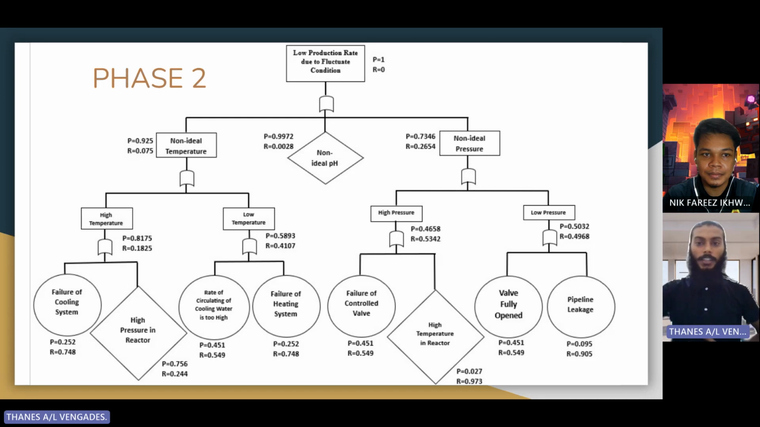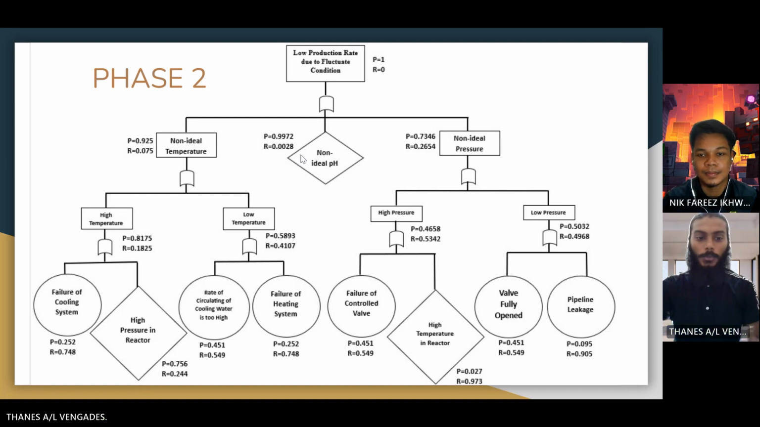Hi and good evening. I'm Tanesh Vengadesh. So here I'm going to present phase 2 of our poster, which is here. This is FTA, which is known as fault tree analysis.